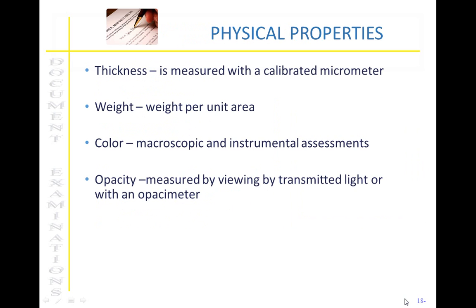Doing this, you're comparing the physical and the optical properties, so it's going to be things such as the thickness of the paper, the weight of the paper, depending on a certain unit. So you might have a 1 by 1 inch square that's actually weighed. The color of the paper, and this can be done macroscopically or it can be done through instrumental analysis, and then the opacity of the actual paper itself, how easily light is going to be transmitted through that paper.